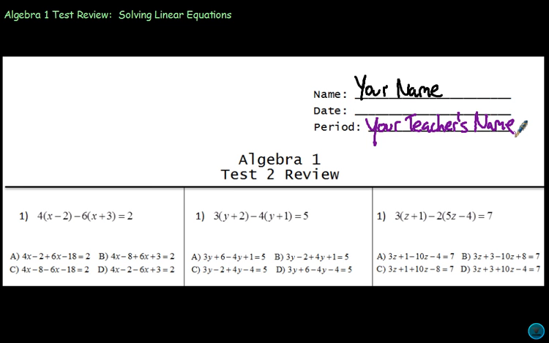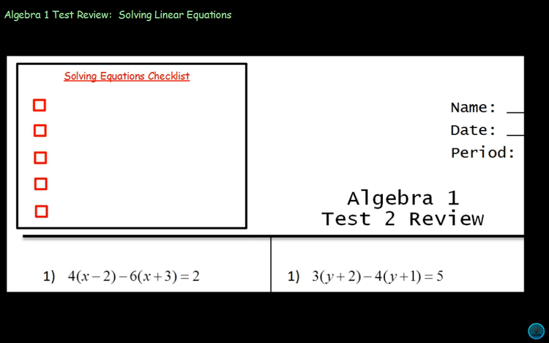Before we get started, I wanted to look at a checklist of things that we're going to do as we go throughout this test review. You're watching this to go through the problems that you missed on the test the first time around, hopefully understanding it better this time, so that you can redo the test and do better. So I wanted to start with a solving equations checklist, because we're going to approach every single one of these problems pretty much the same way. There are 5 different things that we're going to be looking for as we go through each one of these problems.